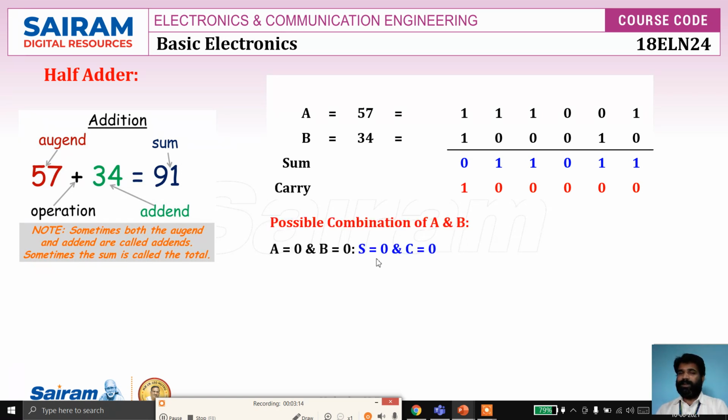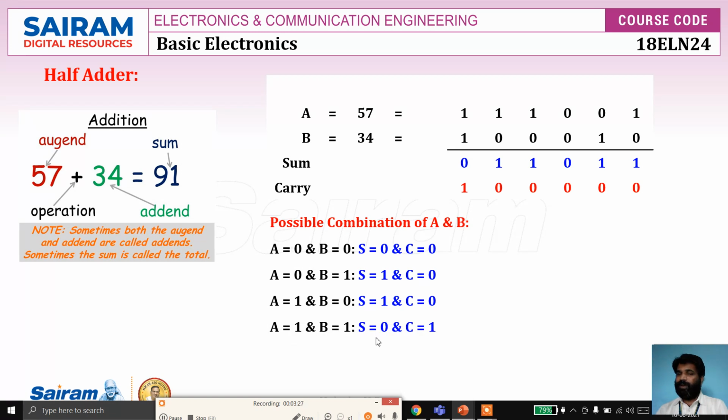A is 0, B is 0: sum is 0, carry 0. A is 0, B is 1: sum is 1, carry 0. A is 1, B is 0: sum is 1, carry 0. Both are 1, 1: sum is 0, carry is 1. These are the possible combinations, so we put them in a truth table.